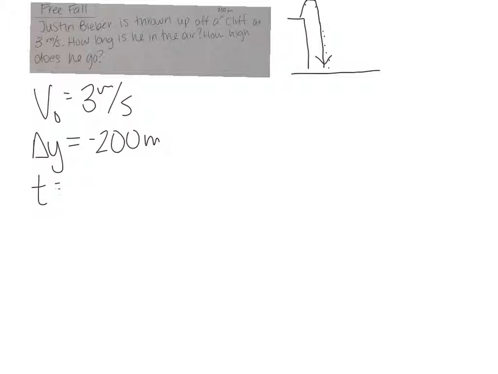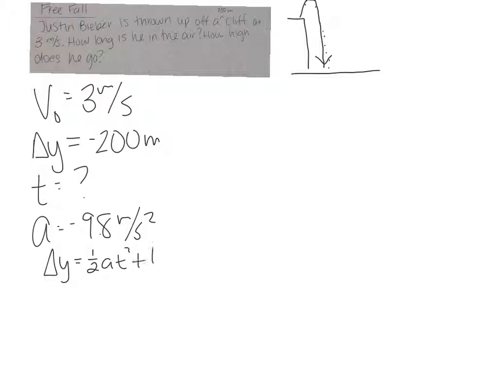Time is what they're looking for. It's his total time in the air. And the second part of the problem is how high is he at the very top of his path. We also know acceleration is negative 9.8 meters per second squared. So I can go ahead and solve this first question. I do not know final velocity, so I'm going to use this equation, delta y equals 1/2 at squared plus v naught t. So I plug in negative 200 equals 1/2 times negative 9.8 times time squared plus time times 3.